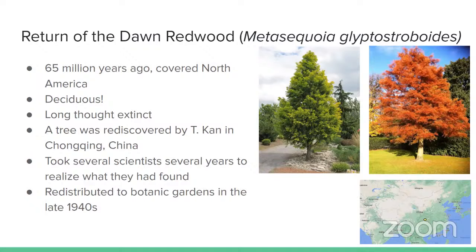A cool thing about this tree is that while most of our conifers are evergreen rather than deciduous, the Dawn redwood actually does change colors and drop its leaves annually. So here we see Dawn redwood in the spring with its green leaves, and here we see it ready to drop those leaves, those needles in the fall. They turn this cool reddish color.